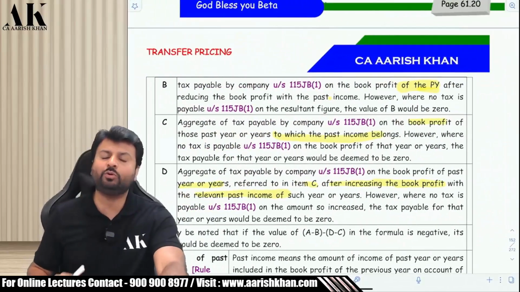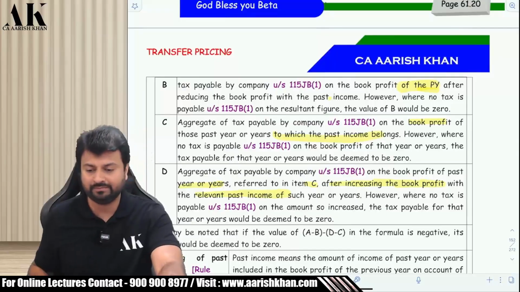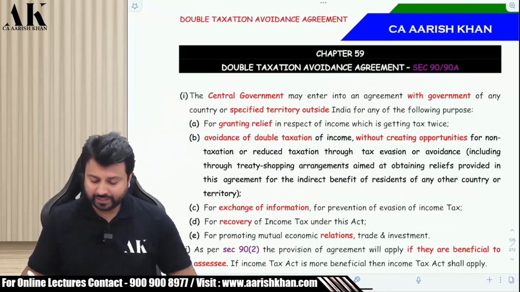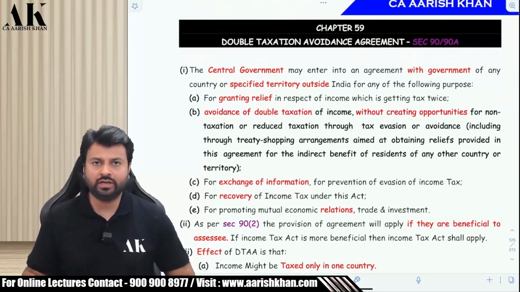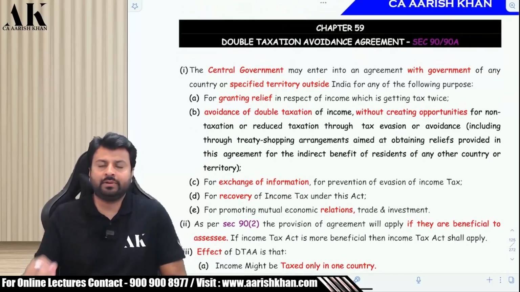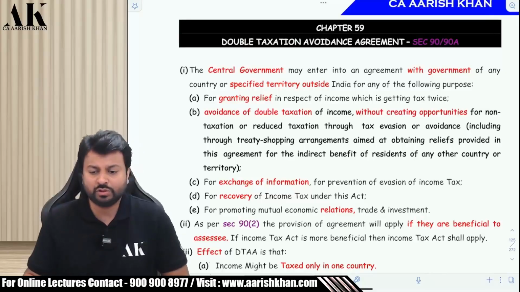Just go through it and then we'll move ahead with the next topic, and that is DTAA. Okay. So let's go ahead with the next topic, and that is double taxation avoidance agreement. There are two ways in which the government can give you relief. One is by entering into a DTAA, that is known as bilateral relief. One is without entering into DTAA, that is known as unilateral relief.